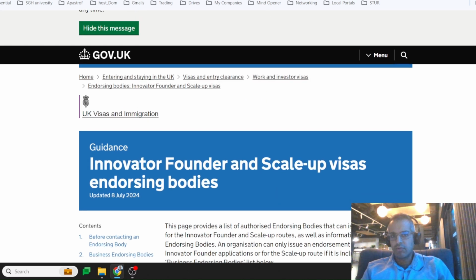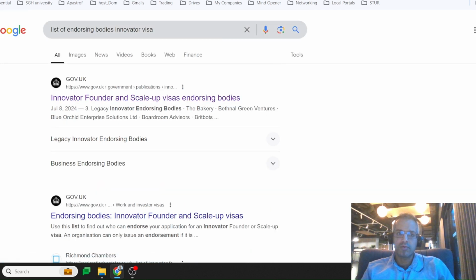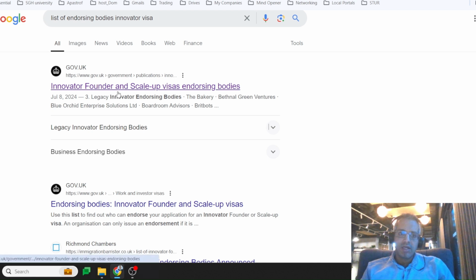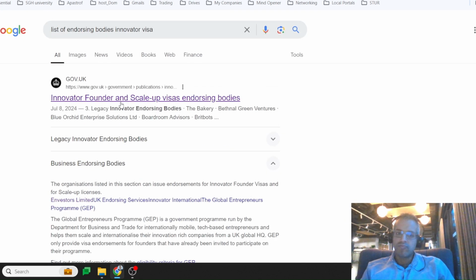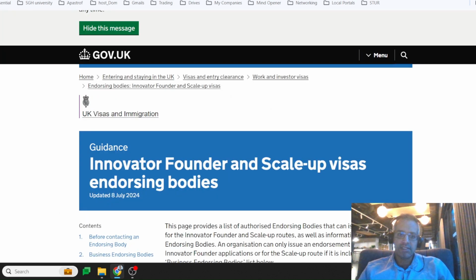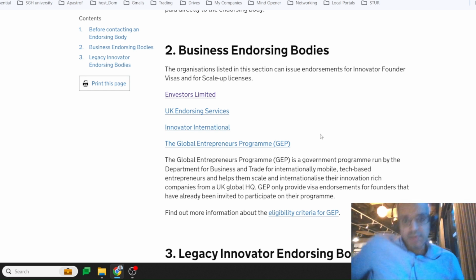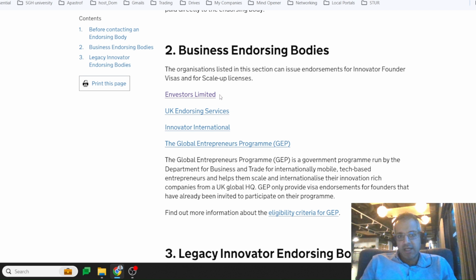The first thing is that you can easily search the list of all endorsing bodies for the Innovator Founder Visa, and the most reliable link is the gov.uk list. When you go to their website, you will see that there are right now 4 different organizations responsible for evaluating. If you are a new business, you would be dealing mostly with the first 3: Envestors, UK Endorsing Services, Innovator International.